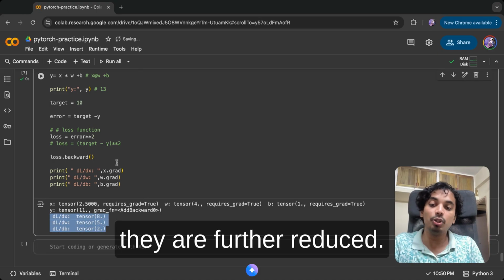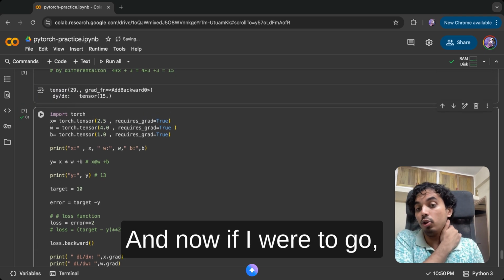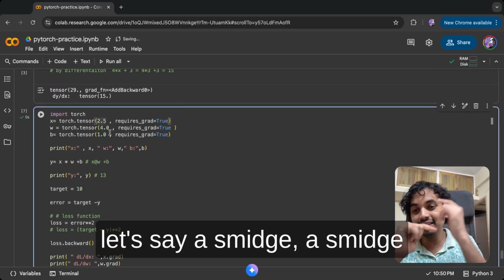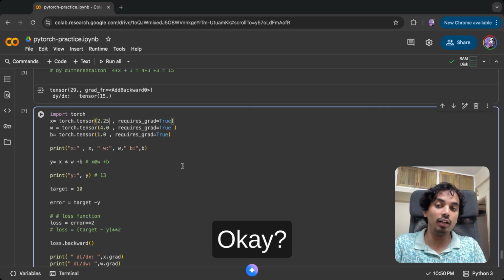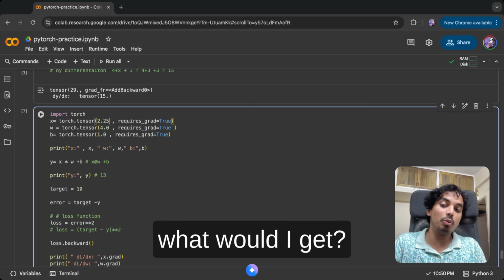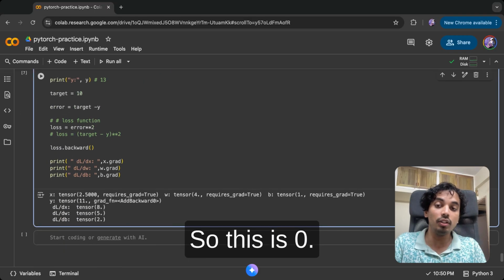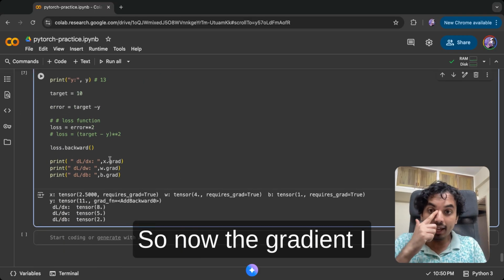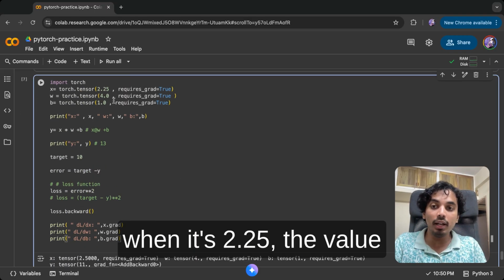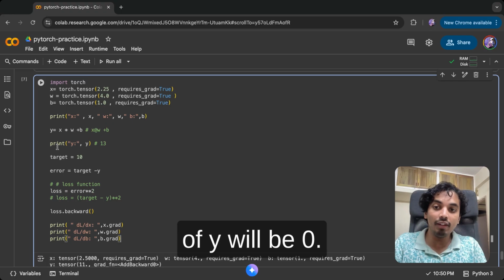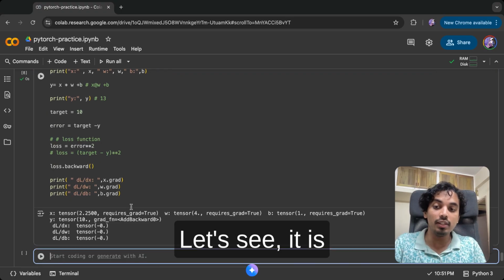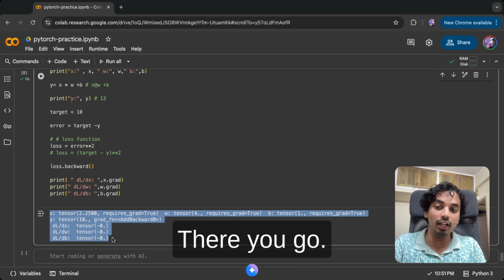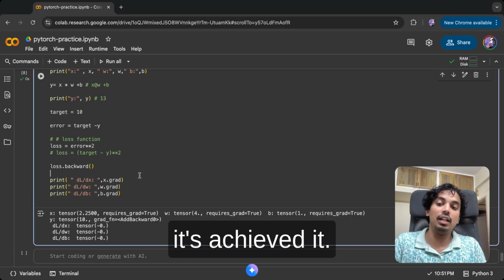They have further reduced. And now if I were to go a smidge lesser, that is 2.25. If I do 2.25, what would I get? I would get 9. 9 plus 1 is 10. So now the gradient I expect to be 0, because when it's 2.25, the value of y will be 10, so the error will be 0. So the gradient should be 0. Let's see. It is 0, negative 0. There you go. This means that it has achieved it.